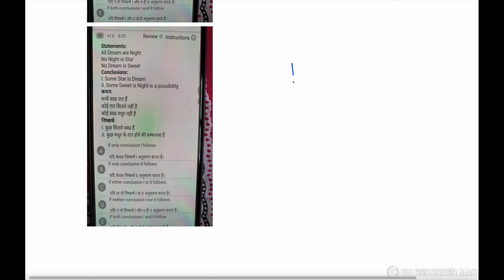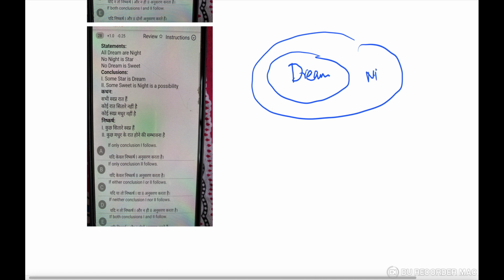All dream are night. No night is star. No dream is sweet. Conclusion 1: some star is dream. No. No night is star, which means no dream is star. So the first one is wrong.